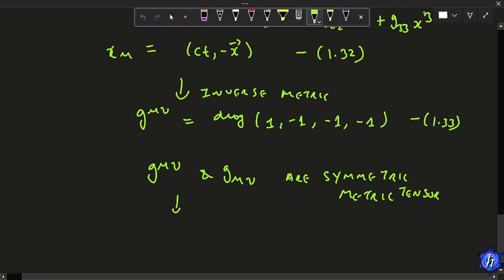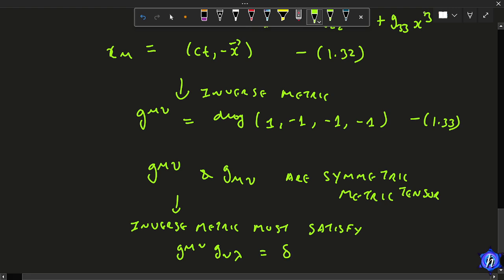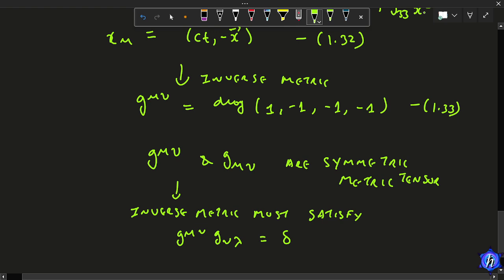We demand that the inverse metric must satisfy g mu nu, and we'll take mu and change the next index, g nu lambda, which is a new index. They both are summed over. This is basically just a rule you can find in any standard STR book. If you had a very good STR course, you might know this. Equals mu lambda.